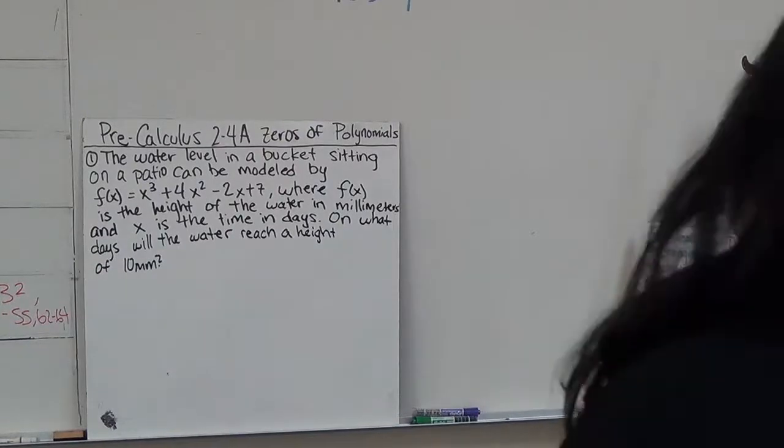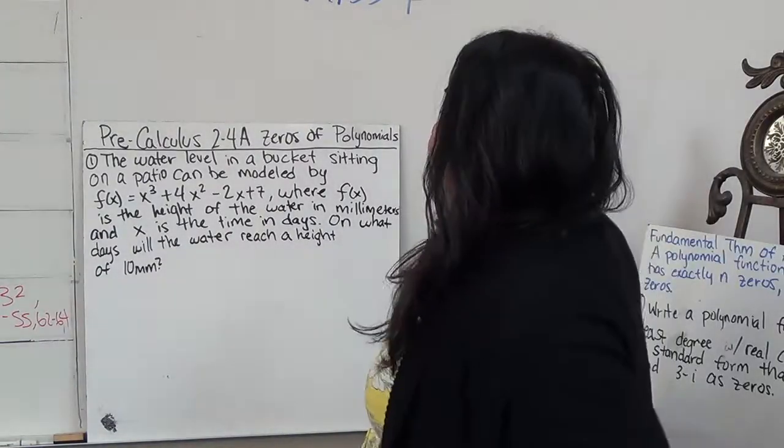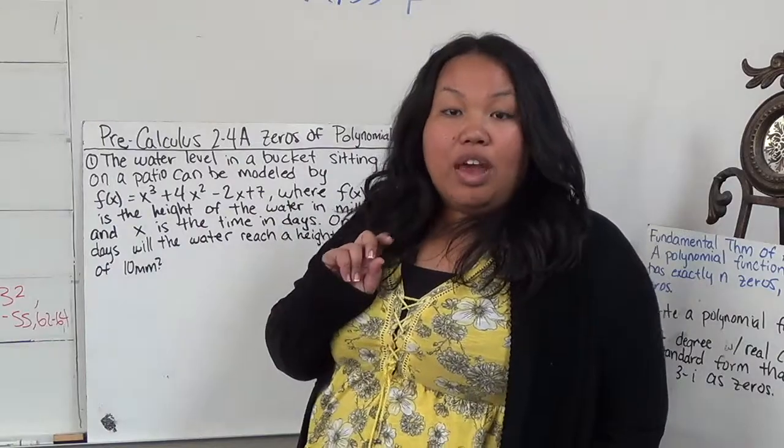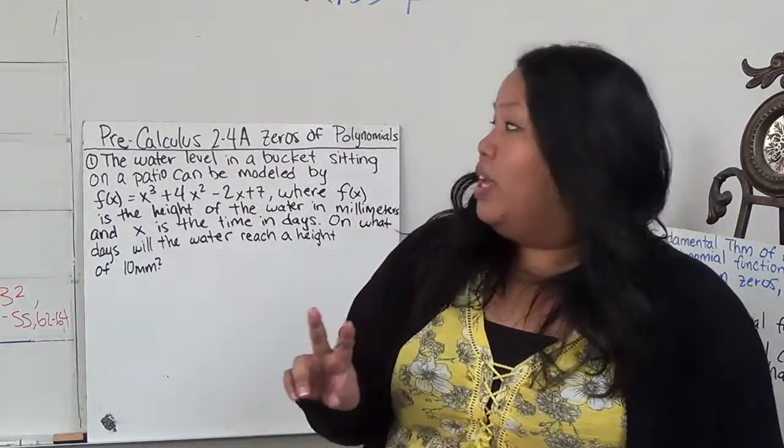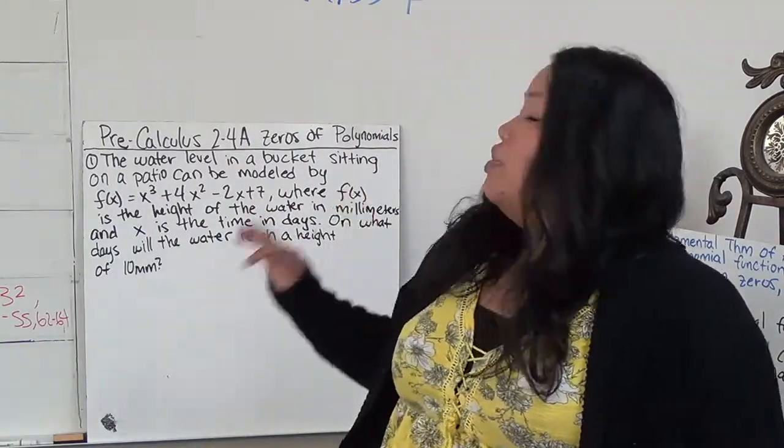In Precalculus section 2.4, I've split it into two sections. So we're going to have a 2.4a video and a 2.4b video. So we're dealing with zeros of polynomials.